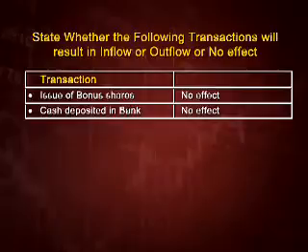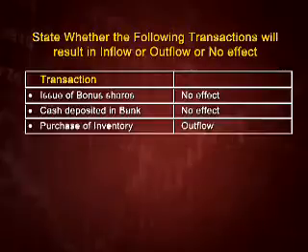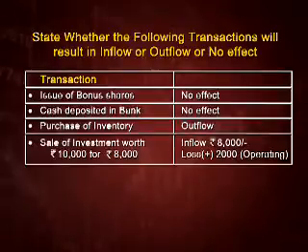So there is no change in the end. Third point, purchase of inventory. It will be an outflow of cash because cash is going out. Sale of investment worth rupees 10,000 for 8,000. 8,000 is the inflow in investing activity and the loss of 2,000 will be added in operating activity.